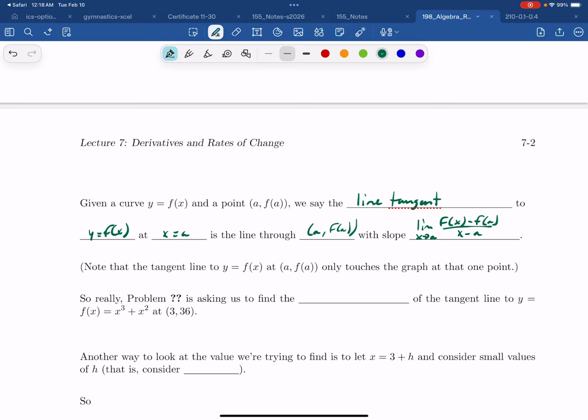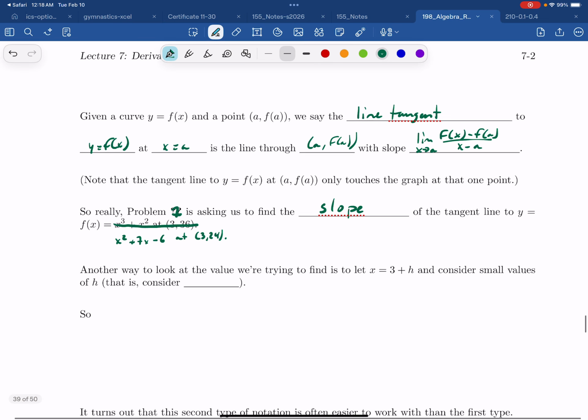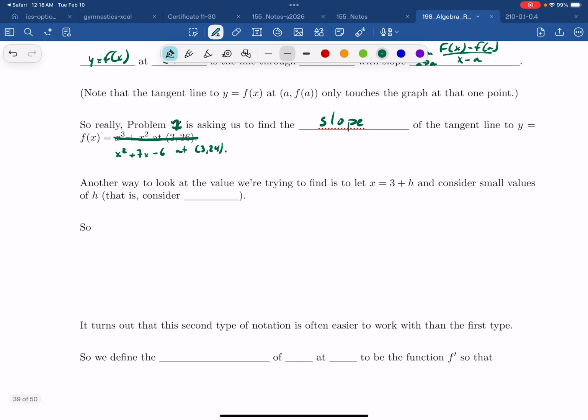Okay, now it touches the graph at exactly the one point a comma f of a. So really problem 1 and problem 2, they're asking us to find the slope of the tangent line to this curve. Oops, sorry, this is actually not the right curve. It's supposed to be this: x squared plus 7x minus 6 at the point 3 comma 24. Okay. Now this is what I had before, letting x equal 3 plus h, which is to say, consider h going to 0.